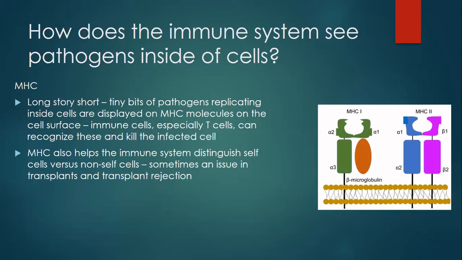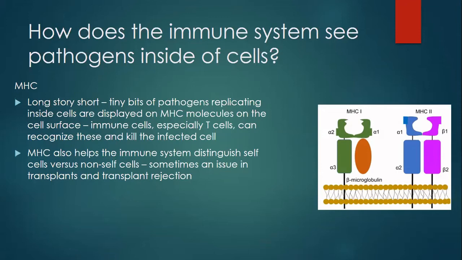These are very complicated proteins, but the long story short is that they can hold on to tiny bits of pathogen as it's replicating inside the cell, okay? And that can signal to the immune system, because the immune system knows specifically to look for the MHC molecules. Your T cells know to look for those MHC molecules and determine if what is being held by the MHC molecule is a piece of a pathogen or just a piece of a normal host cell. Okay? MHC can display both. If it is a piece of a pathogen, then T cells can recognize that and then attack and kill that cell.